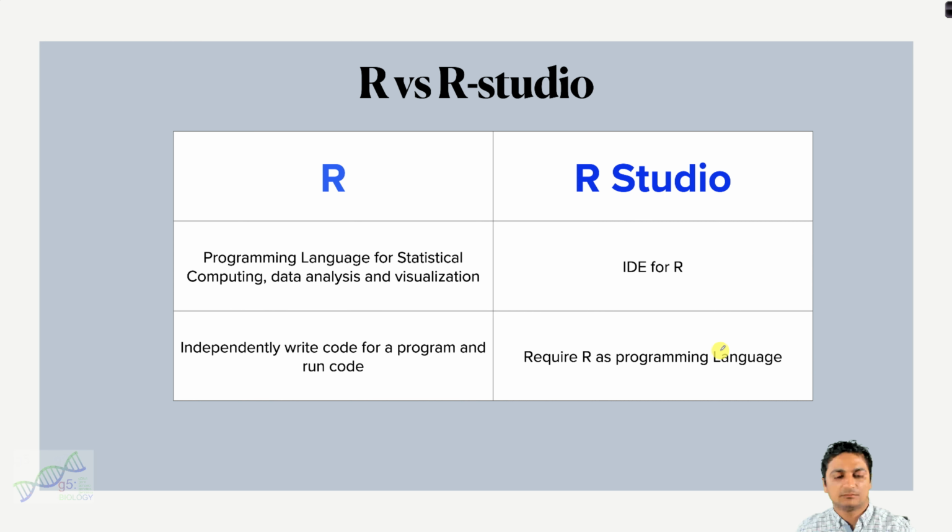Before starting the download, I would like to talk about the main difference between R and RStudio. R is a programming language and it can be used for statistical computing, data analysis and data visualization. However, RStudio is not a programming language, it is just a platform. It is an IDE for R. R can independently write and run code for a program. However, RStudio cannot do it independently. For RStudio to run a code or a program, it requires the R language, and without R we cannot run RStudio.